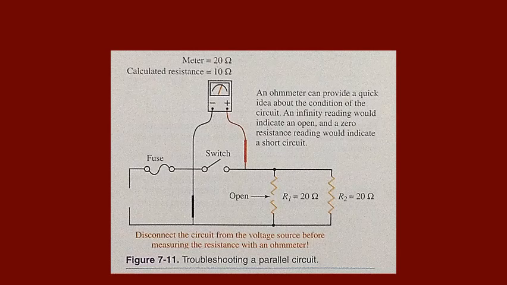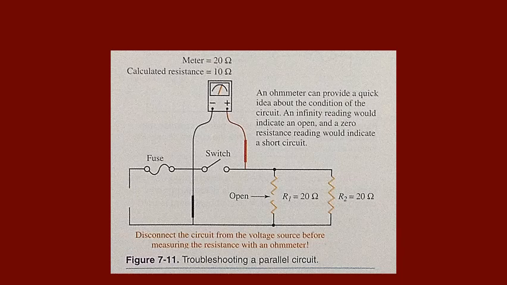Troubleshooting a parallel circuit. In a parallel circuit, the voltage is the same everywhere in the circuit. Checking voltage drop is not a very practical method for finding a bad component. One method of finding a problem is by comparing a total resistance reading taken with an ohmmeter to the calculated total resistance value. Looking at figure 7-11, we can see that the total resistance value on the ohmmeter is 20 ohms.